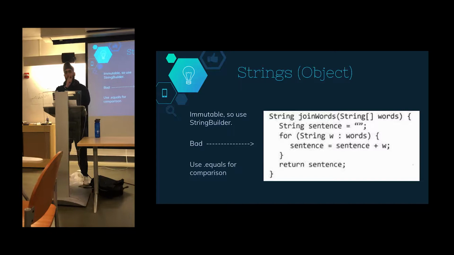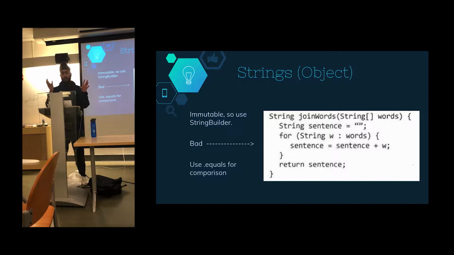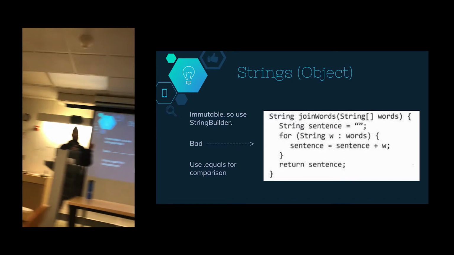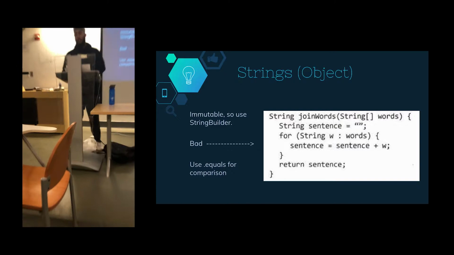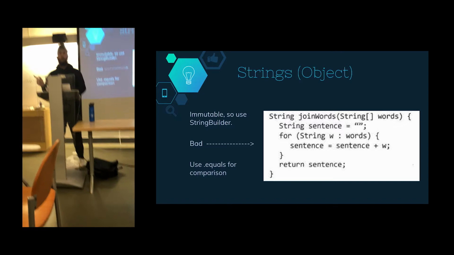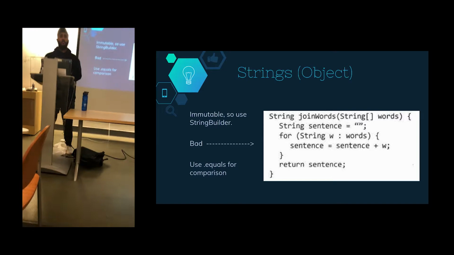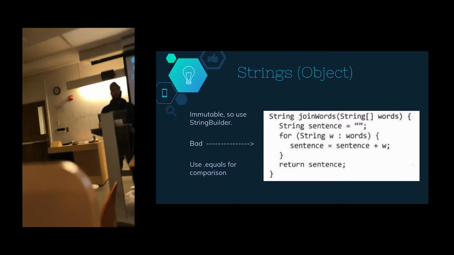So if you have a string sentence that is empty and then you add the character A, now you have the empty string plus a string with just A, and then you'll have a string with A, B, and so on. So you'll just have a lot of string objects and use unnecessary space. You should be using a string builder, which I'll be using in a later example, to make your strings. Also, if you want to compare strings, you've got to use dot equals and not double equals. These are really basic things that lots of people forget. You don't want to forget.